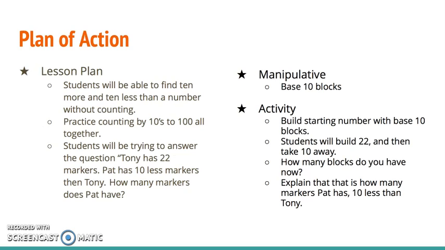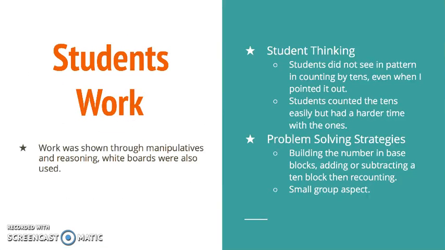My students will start this activity by building the first number with their base 10 blocks, which will be 22. They will then take a base 10 block away. I will then ask my students how many blocks they have, and this will explain how many markers Pat has, which is 10 less than Tony. All students' work was shown through manipulatives and reasoning. Whiteboards were also used throughout the activity.